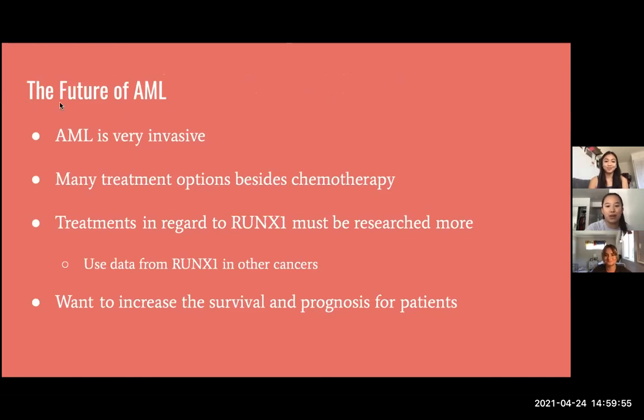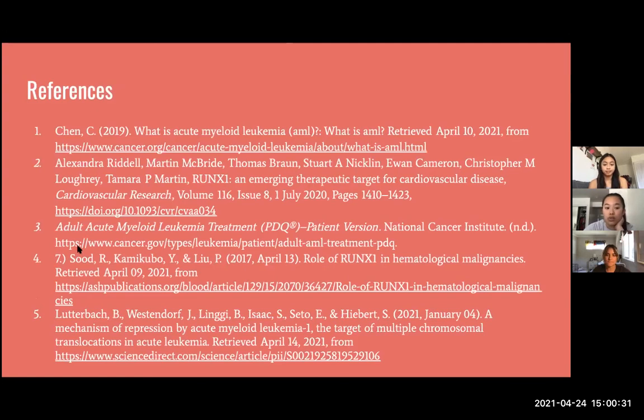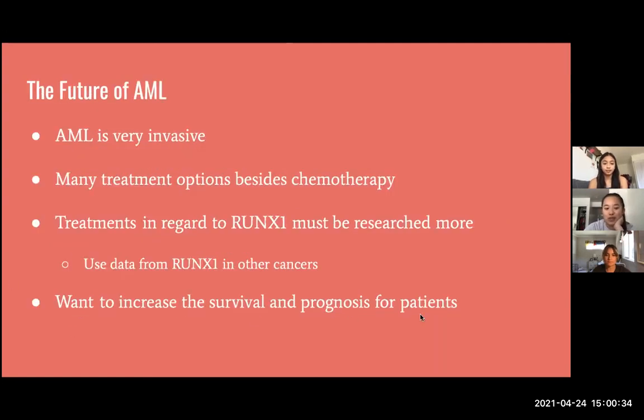So the future of AML is still very unknown, as AML is a very invasive and aggressive cancer. Chemotherapy doesn't work too well, but there are still treatments, like I mentioned, being worked on. However, treatments in regard to RUNX1 should be researched more, as that is the primary gene or primary mutation that affects AML. Research from other types of cancers that have RUNX1 can be used to determine how to fix this. And overall, in the end, we just want to increase the survival rate and prognosis for patients who have AML.